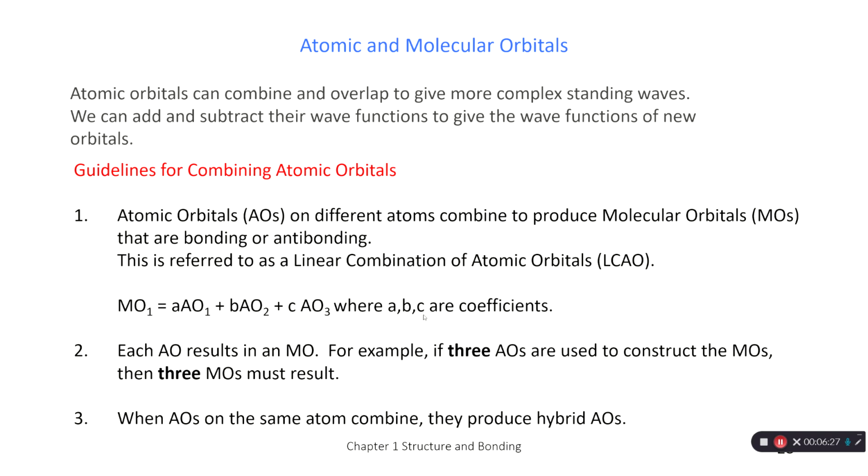atomic orbitals. And then finally, when atomic orbitals are combining on the same atom, not on different atoms, but on the same atom, then they're going to produce new atomic orbitals that are going to be called hybrids. And we'll talk about that in the next video.